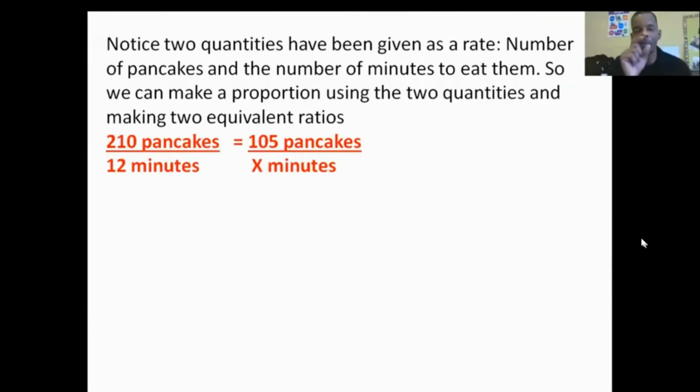Notice you must line up units. On the numerator, we have pancakes with pancakes. In the denominator, you have minutes with minutes. You cannot put minutes and then on the other fraction pancakes. They have to match up. Pancakes, pancakes, minutes, minutes. All right. Once again, what do we do? We cross multiply.